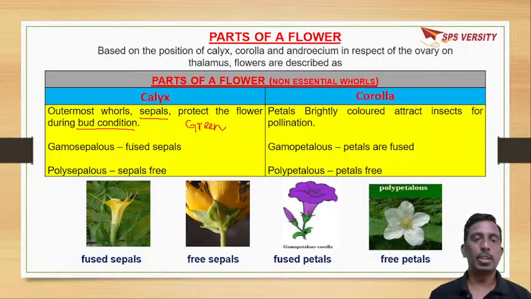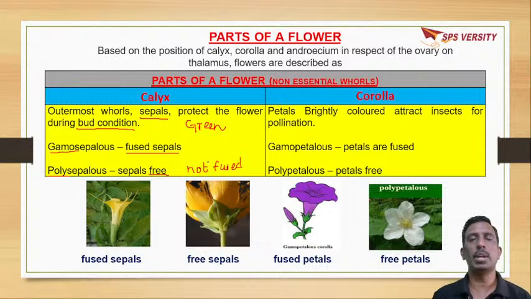Sepals में दो conditions रहता है. Gamo means fused. Sepals are fused. Polysepalous means sepals are free. Means they are not fused. So sepals में gamosepalous or polysepalous condition रहता. And they are generally green, which will protect the flower during bud condition.